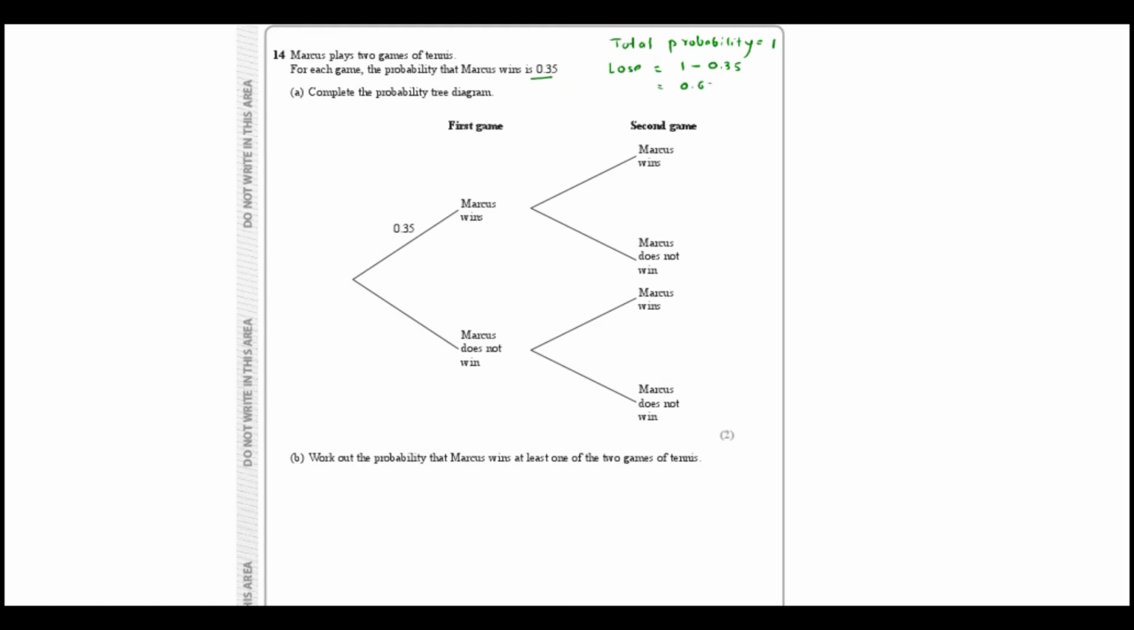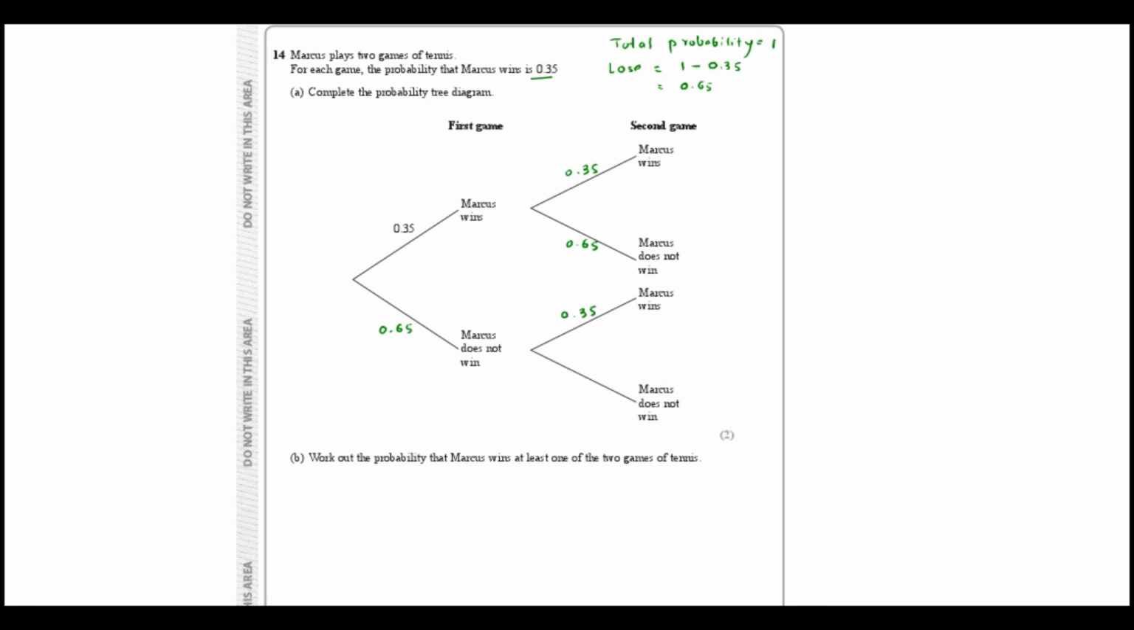So we have to mark it in the branches over here. So Marcus wins 0.35. This is him winning. So Marcus does not win, that's going to be 0.65. So everywhere where Marcus wins should be the winning probability 0.35, and everywhere he does not win, you have to mark the losing probability 0.65. So I'll mark it here. Losing probability 0.65. Here Marcus wins 0.35. Losing probability 0.65. Winning 0.35.